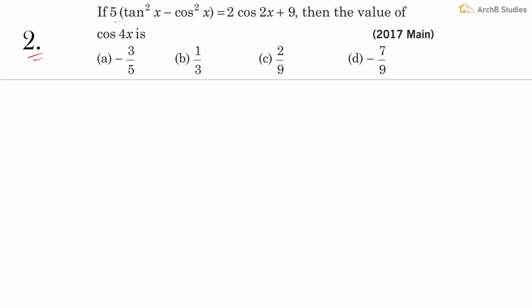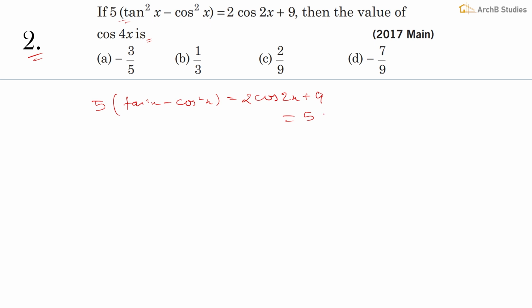The second question is: if 5 into tan square x minus cos square x equal to 2 cos 2x plus 9, then the value of cos 4x is. Okay, so 5 tan square x minus cos square x equal to 2 cos 2x plus 9.